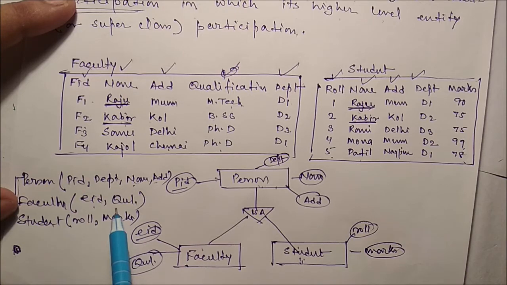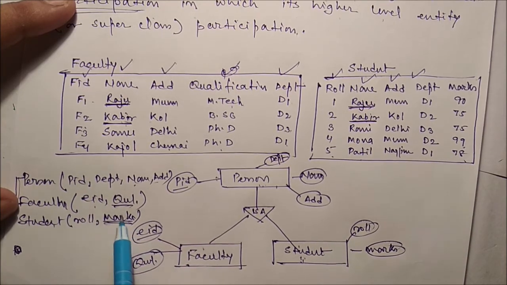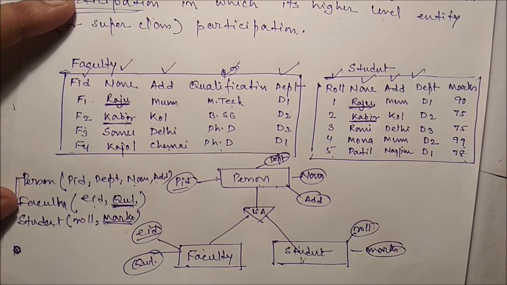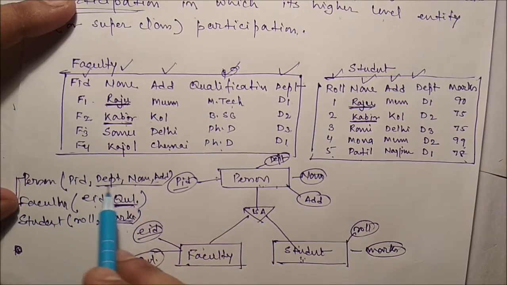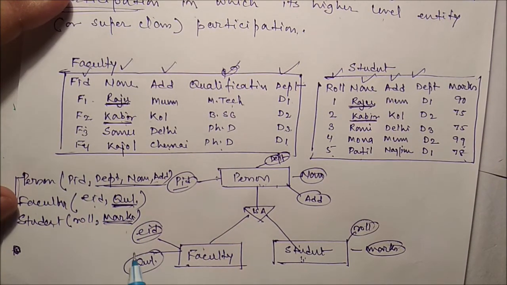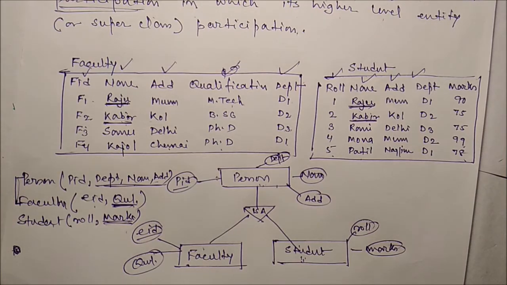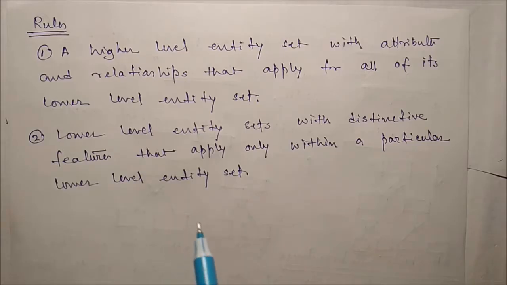Here we just store the distinguishing attributes, not the common things. So in this way, if you implement this, we can implement the database efficiently. Are you getting this? We can reduce the redundancy. We can reduce the use of memory space or wastage of memory space. Next, we'll talk about the rules of this.